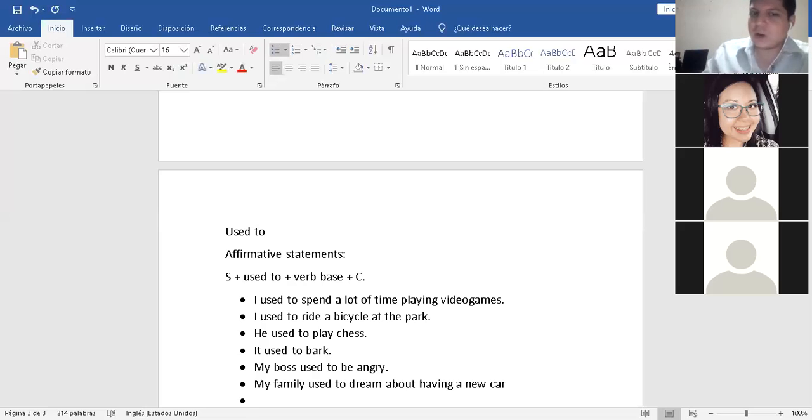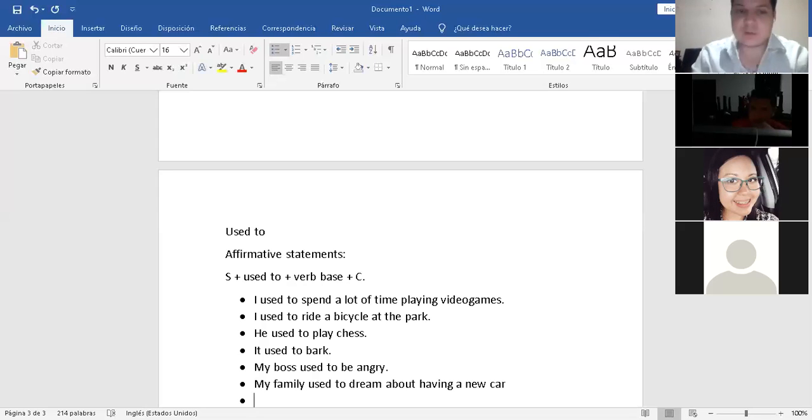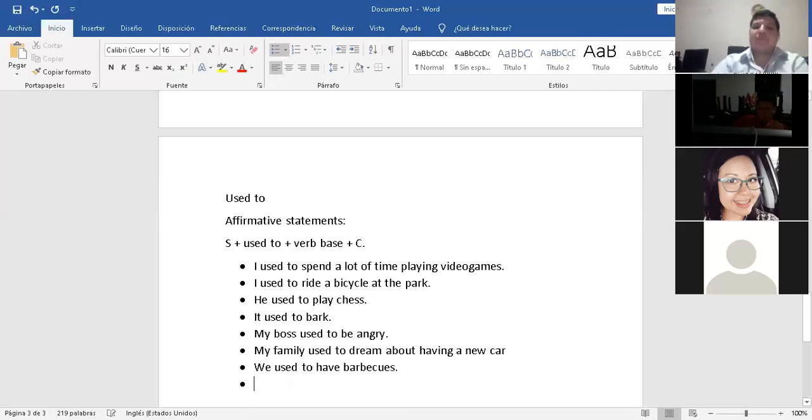I'm not going to use often because of the structure, though. Para no sacarnos de la estructura ahorita. Pero sí se puede. We used to have barbecues. Nice. So, remember that tip. No esperen sacar todo de un solo. Háganlo así para que vayan descubriendo más. Okay? Now, what is the structure for negative statements?